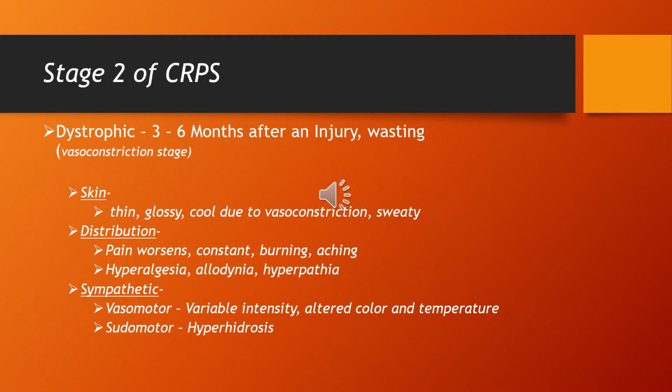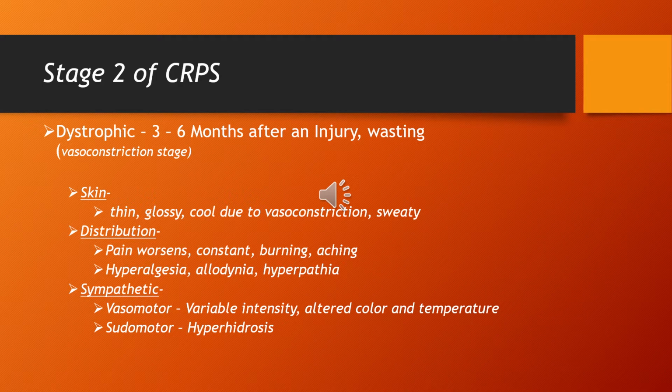And moving into stage 2 of CRPS, this is called the dystrophic phase. The first phase was called the acute phase. This is dystrophic. This is 3 to 6 months after an injury. So the first stage can last 3 to 6 months. The second stage, the dystrophic stage, can last 3 to 6 months as well. So you're getting into a very chronic condition as we speak.